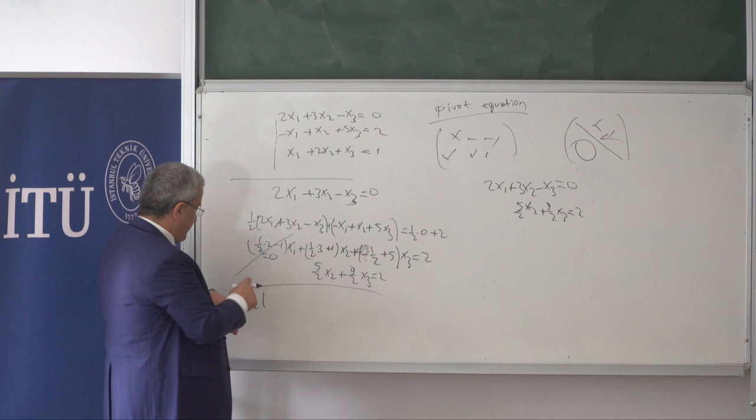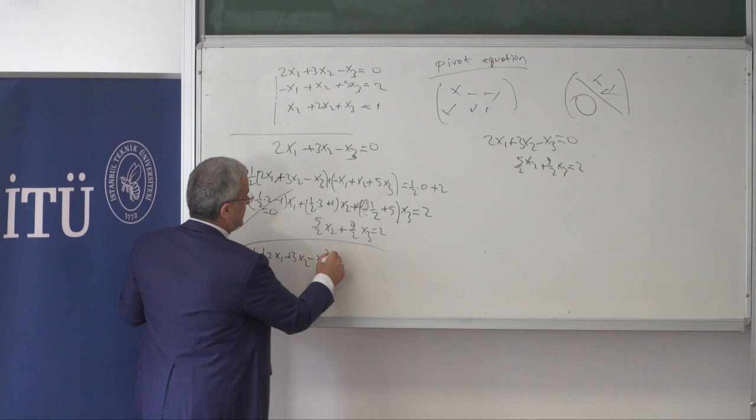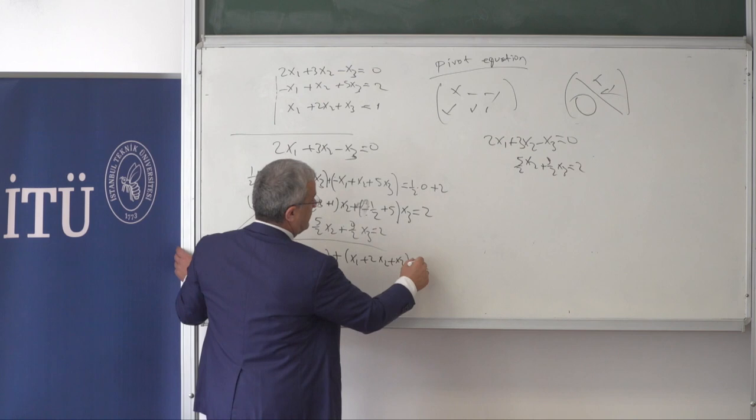So minus 1/2 times 2x1 plus 3x2 minus x3, plus x1 plus 2x2 plus x3 is equal to 1/2 times 0 plus 1.